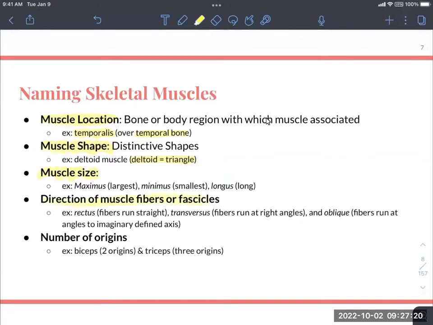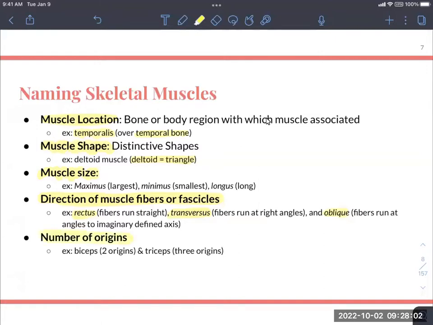Direction of the muscle fibers or fascicles. Rectus means up and down, like your rectus abdominis. In people where you may see defined muscles in their abdomen, this is the muscle you're seeing, the rectus abdominis. We also have a rectus transversus, an oblique muscle. So we've got different muscles just based off of the direction that they run or their origin or their number of origins.